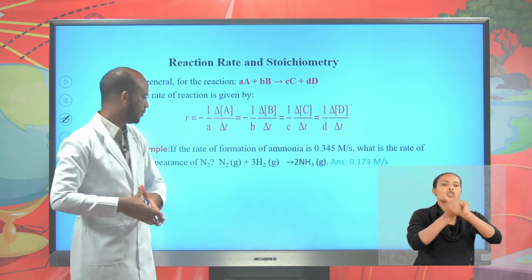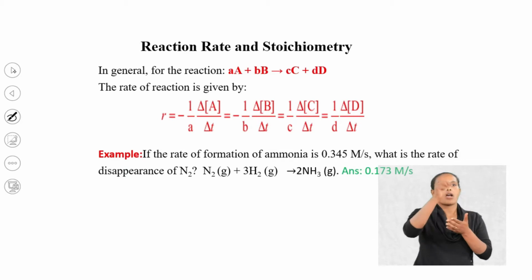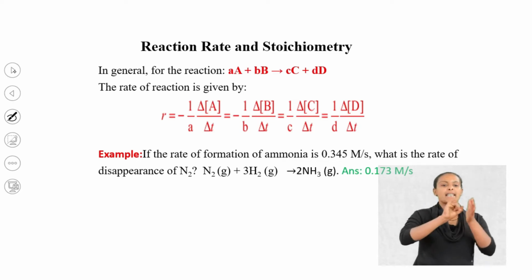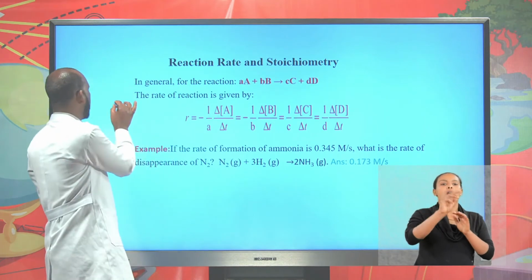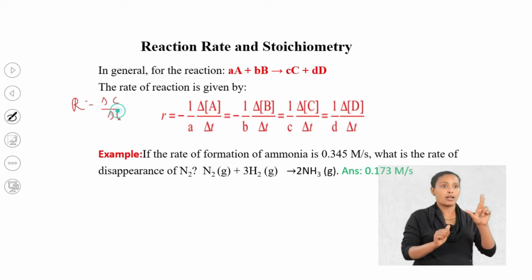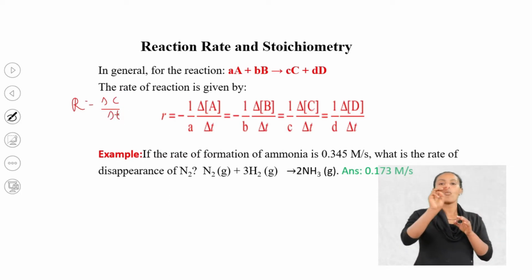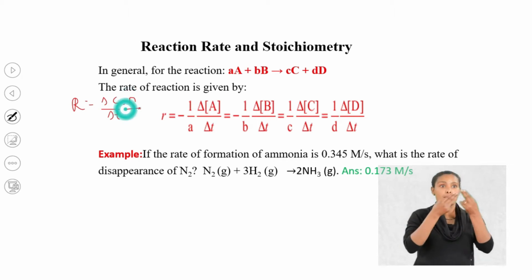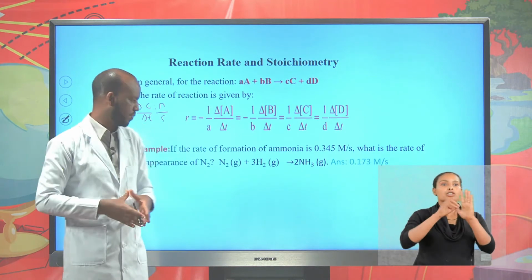For example, if the rate of formation of ammonia, the rate of appearance of ammonia for this reaction, is 0.345 molar per second. The unit of rate is molar per second because rate by definition is change in concentration of the reactant divided by change in time. Concentration is expressed in molarity, molar. Time in seconds. Molar per second is the unit of rate.